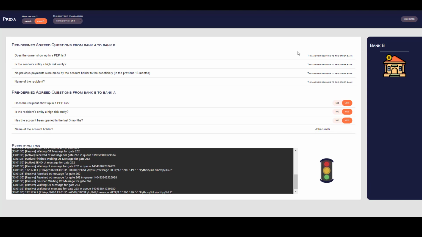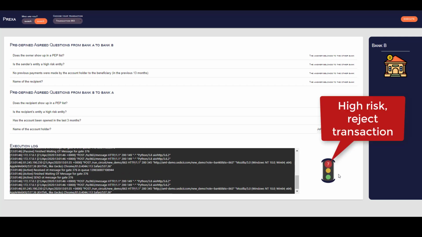transaction. Now the banks execute our cryptographic protocol that enables them to compute the result of the risk assessment algorithm without having to share the answers to the questions. The algorithm recommends to reject the transaction.